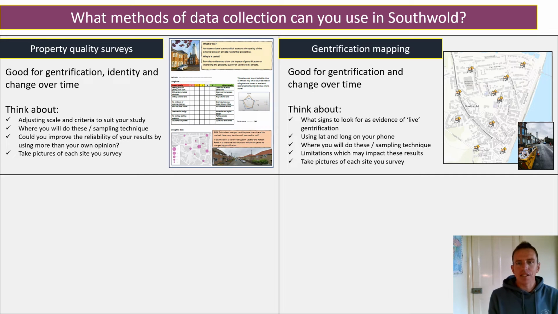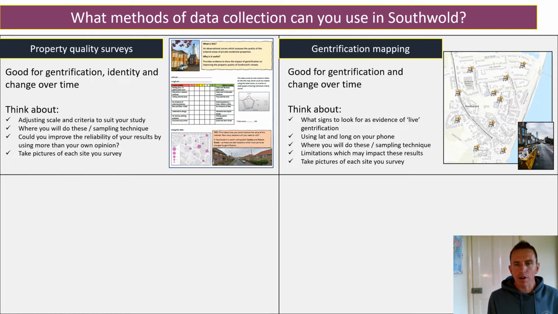Gentrification mapping is a method that we've been using in Southwold. I'm not sure if other people do that in other locations, but this is a hub of gentrification. One of the things that you can use your phone for is getting your latitude and longitude coordinates, your exact location of where you are at any given point. I'll talk about this in the fourth video, where I talk about making GIS maps. But your phone has the ability to exactly pinpoint your location at any given point. And one of the things that students do whilst they're doing their fieldwork in Southwold is they might do gentrification mapping at the same time as conducting their other methods.